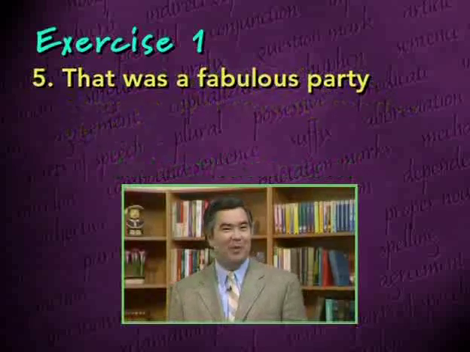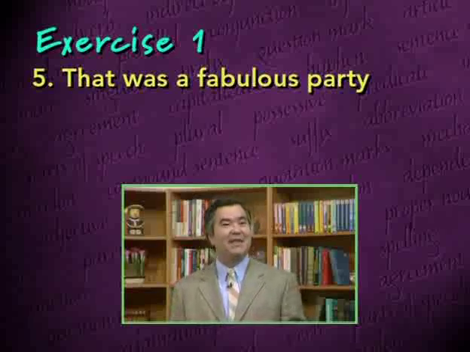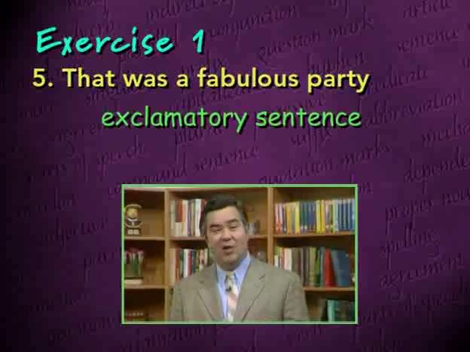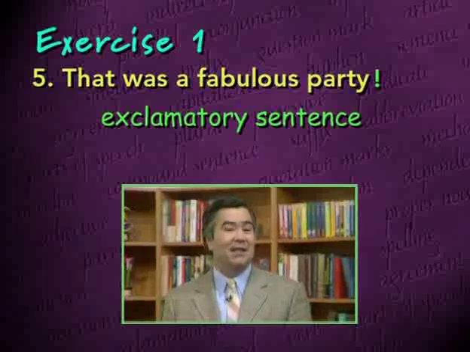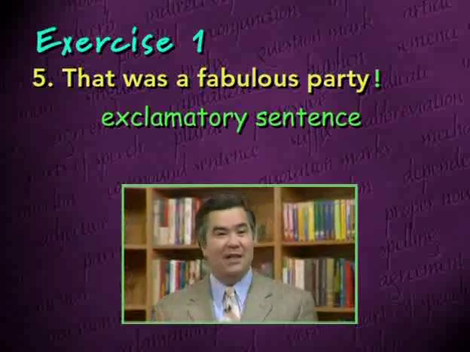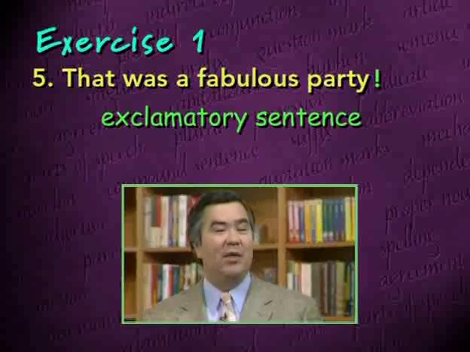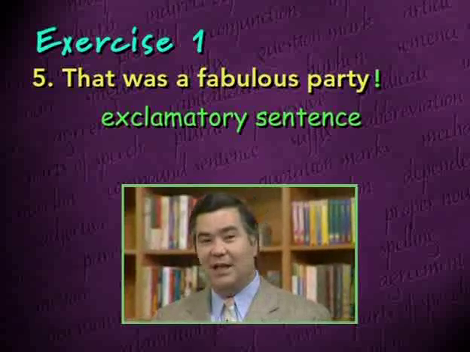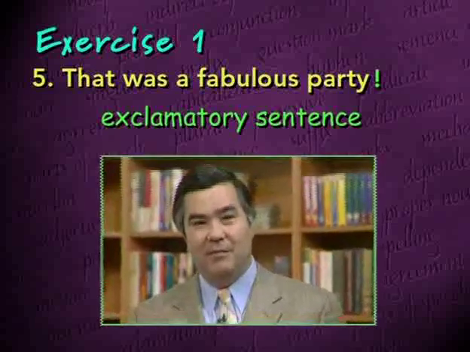That was a fabulous party. Here is a sentence that expresses strong emotion. This is an exclamatory sentence. It ought to be marked with an exclamation point, which indicates that it's a sentence expressing strong feelings. The person who wrote or speaks this sentence is talking about how much they enjoyed the party and is expressing that with a lot of feeling. That's what makes this an exclamatory sentence and means that it should end with an exclamation point. Did you get all 5 of these questions right? I hope so. Now we're ready to move on to Lesson 2.